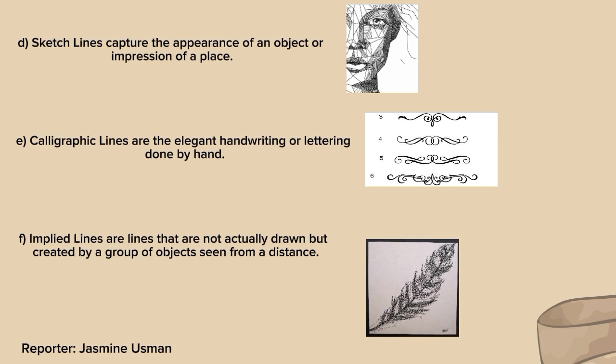They are formed by the visual connection or continuation of edges, contours, or patterns, creating a sense of connectivity and directionality. In art and design, implied lines play a subtle yet significant role in guiding the viewer's eye, establishing visual pathways, and unifying disparate elements within the composition.